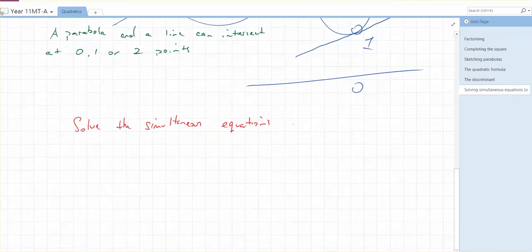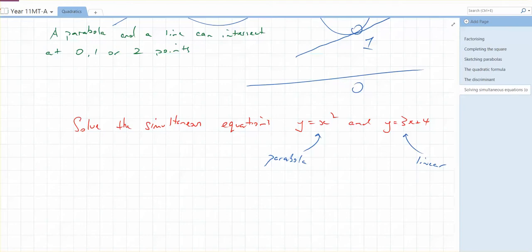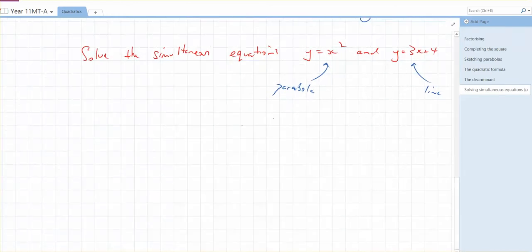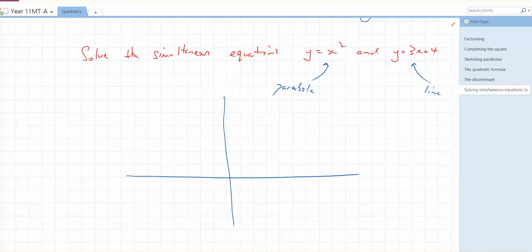Solve the simultaneous equations y equals x squared, which is obviously a parabola, and y equals 3x plus 4, which is a linear equation. So we've got a parabola here, and we've got a line there. Okay, so what are we expecting to find here? Well, y equals x squared. If we just have a little look at the graphs, it might help with our understanding of this.